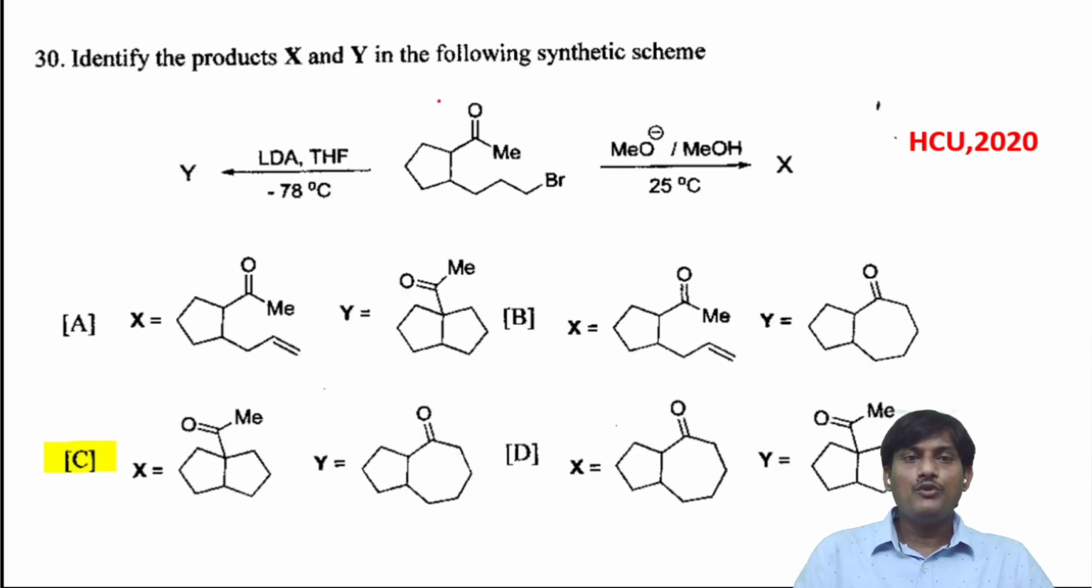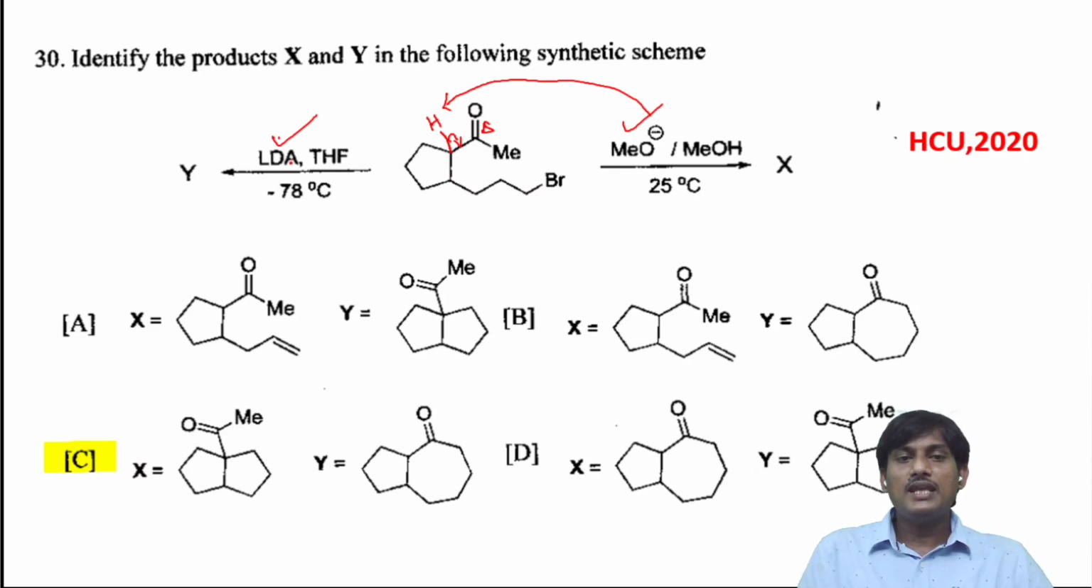Identify the products X and Y in the following synthetic scheme. Here the 2 bases are given. Methoxide is a less bulky base and lithium diisopropyl amide is a bulky base. The less bulky base abstracts a proton from this carbon. Here you will get a more stable enolate when you abstract a proton from this one. So you will get the more stable enolate. So here there is abstraction of a proton from this carbon.